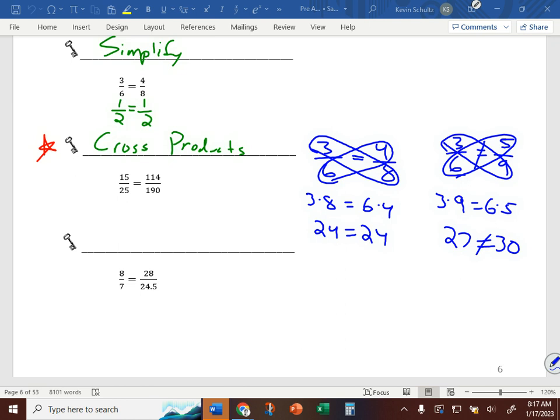So in this case, 15 times 190, yes, you'll need a calculator for it, but that's okay. 15 times 190, is that equal to 25 times 114? Yes. What is 15 times 190? 2,850. And I'm guessing that 25 times 114 is also 2,850. Okay? So star that one.